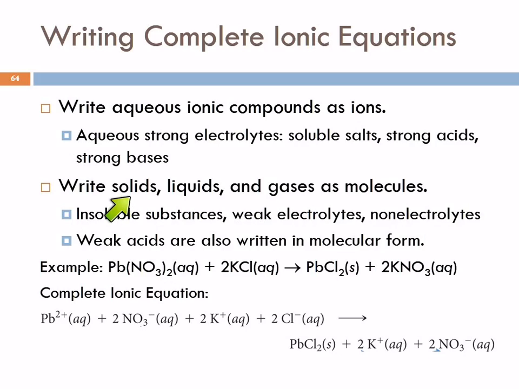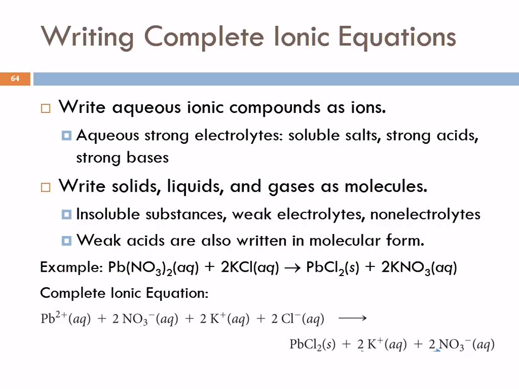If you have a solid, a liquid, or a gas, you just leave it alone. You don't separate it. So if the state symbol is aqueous, there's a good chance you're going to separate it into ions. If it's solid, liquid, or gas, you do not. The one thing you have to watch out for is that weak acids will have AQ as their state symbol, but they're always written in molecular form because they only form a few ions. Mostly they are the molecule.